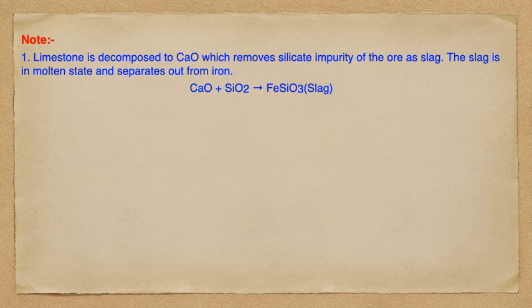During the extraction of iron, there are some things we have to note. First, the limestone is decomposed to CaO, which removes silicate impurity of the ore as slag. The slag is in molten state and separates out from iron. CaO and SiO2 form CaSiO3, which is fusible and lighter, and will be skimmed off.